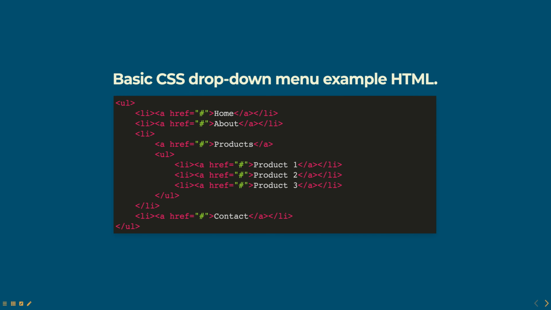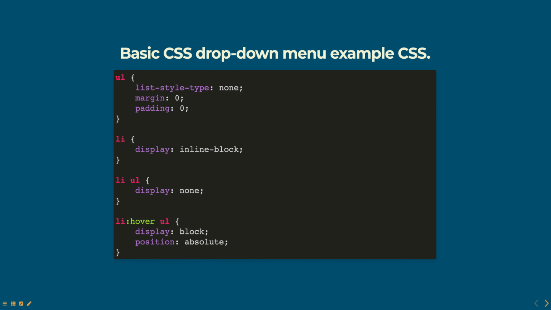In this example, an unordered list is used to create the menu, with each menu item, li, being a list item within the unordered list, ul. The display none is used to hide the submenu ul within the li by default. The hover pseudo class is used to display the submenu when the user hovers over the parent menu item.